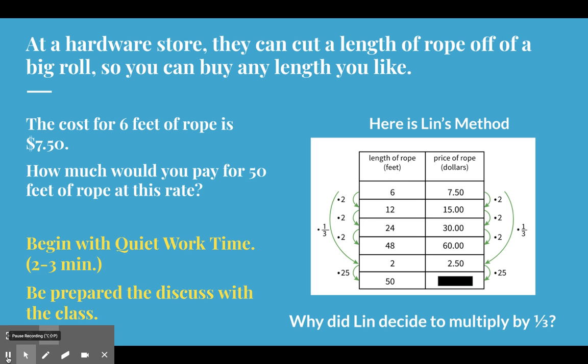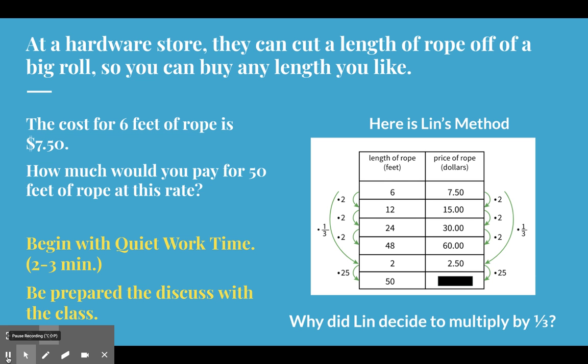If you look at this table that's on our screen, we see what Lynn's method was. We had a table starting with 6 and we multiply by 2. We get to 12, then to 24, then to 48. But then, I noticed here when I went from 6 to 2, they multiply by 1/3, and to go from 2 to 50, we multiply by 25. So $2.50 times 25 would give me the answer for how much it would be for 50.